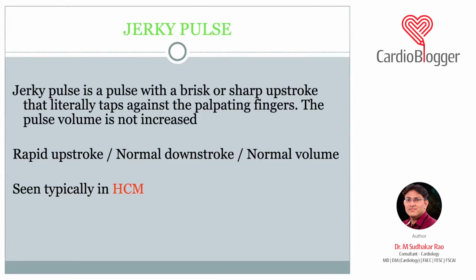However, in patients with hypertrophic cardiomyopathy, there is a jerky pulse, where there is a brisk or sharp upstroke. The upstroke is sharper as compared to a normal pulse, and it literally taps your palpating finger. The pulse volume is not increased, the pulse pressure is not increased. So a rapid upstroke, normal downstroke with a normal volume, normal pulse pressure is known as a jerky pulse. It is typically seen in hypertrophic cardiomyopathy, and can be palpated best at the carotids. If you feel the carotids, you can feel a jerky pulse, apart from a bisferiens pulse, which is not pathognomonic, but is seen in most patients with severe hypertrophic cardiomyopathy.